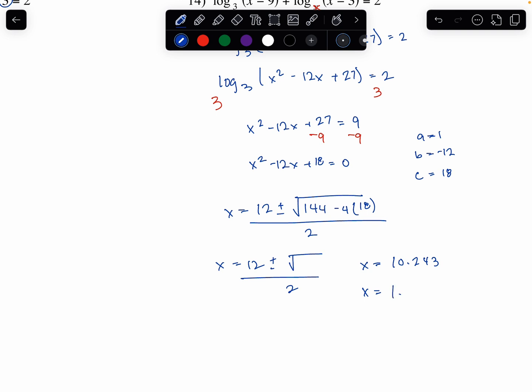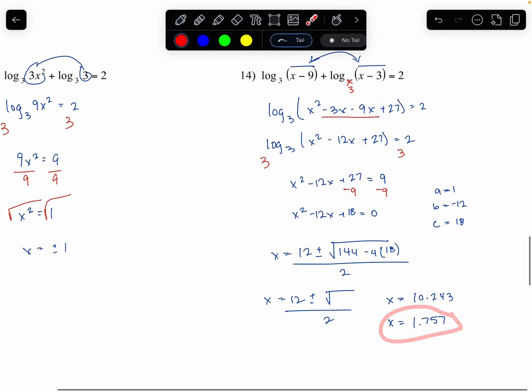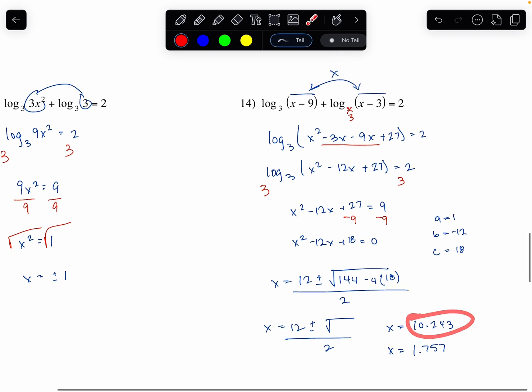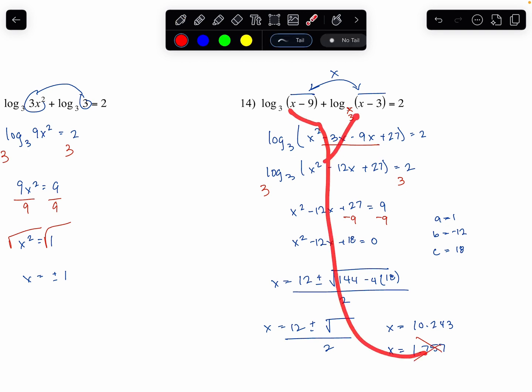x is equal to 1.757. Now if I check, I'm pretty sure this works because I got really close. This was closer to my other one, but this one's not going to work. I can already tell because if I plug this in right here or right here, I get a negative number. So that one's going to work right there.